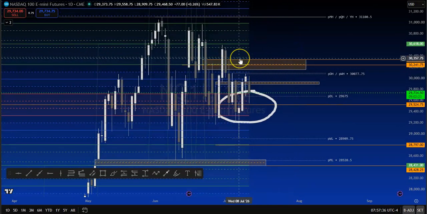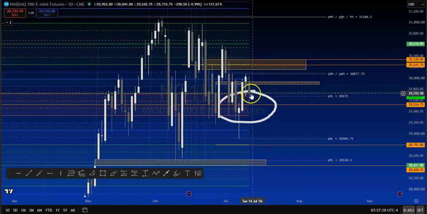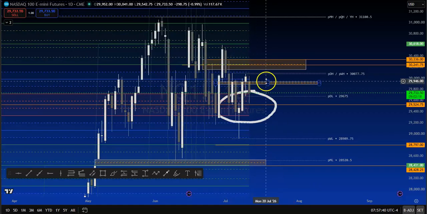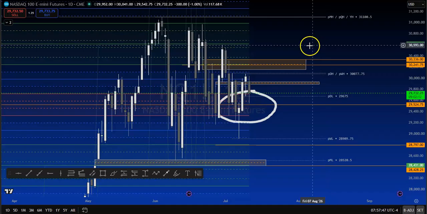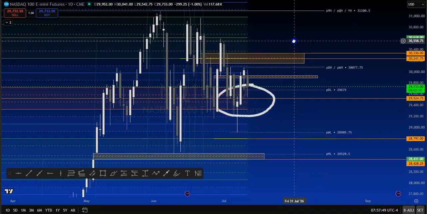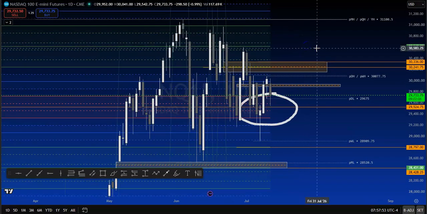This will be our next level of resistance. So if we do break through this level of resistance and get into the next level of resistance, we will be looking at the 30,200 to 30,300 range as the next level of resistance. So that is what I am watching for on the NASDAQ.